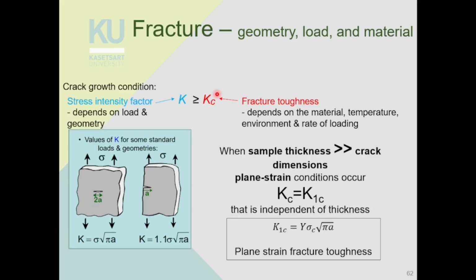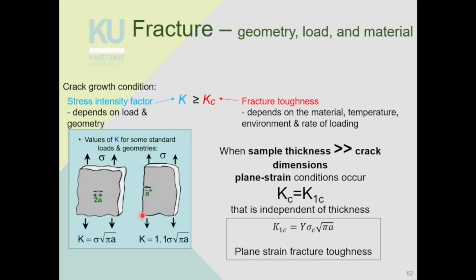Okay, fracture and geometry, load, and material. For the crack growth condition, the stress intensity factor K must be higher than or equal to Kc, which is the fracture toughness. And the stress intensity factor is the stress at the crack tip, which depends on the load and the geometry of the crack. So K equals sigma square root pi a when you have an internal crack like this, where the length of the internal crack is 2a. And K is equal to 1.1 sigma square root pi a when you have external cracks on the surface, and the crack length is a. Right, so these are the two different values of the stress intensity factor.